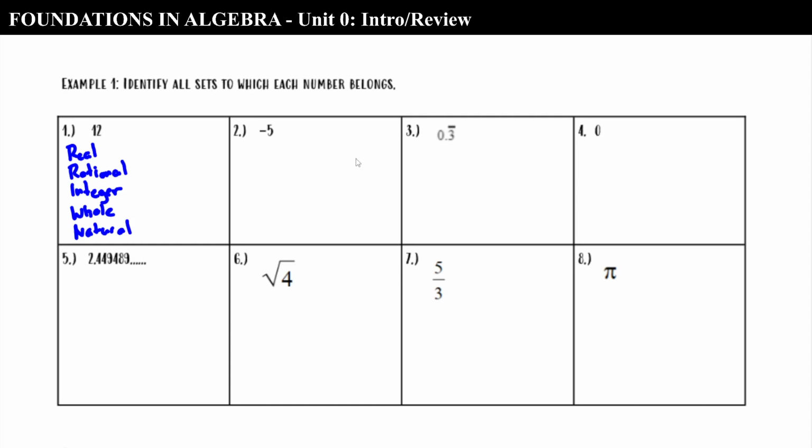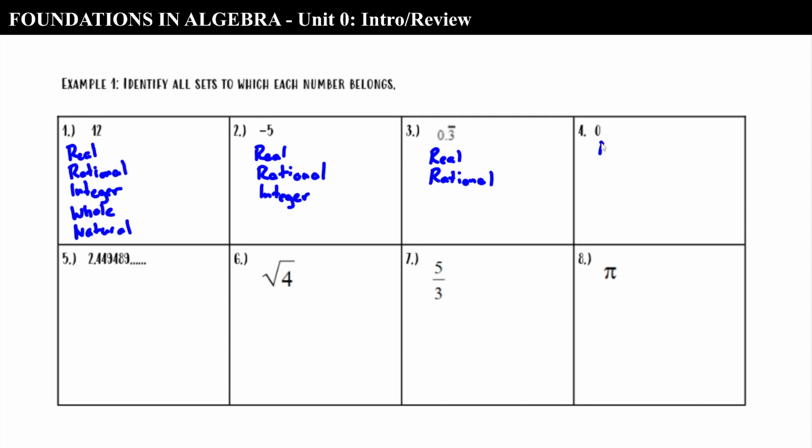All right, for -5, we know that it's real. We know that it's rational. And it is an integer, but because it is negative, we know that it is not a whole number, and since it's not a whole number, we know it's not a natural number. So you just kind of work your way down that list, okay? Here we have a decimal that repeats, 0.3 repeated forever. So we know it's a real number, and decimals that repeat are rational because it can be expressed as a fraction. This is 1/3. But it is not an integer, so that's as far as we have to go.